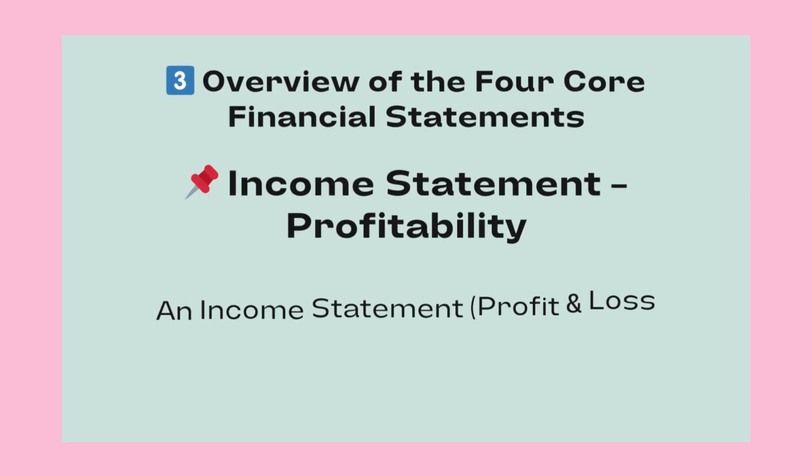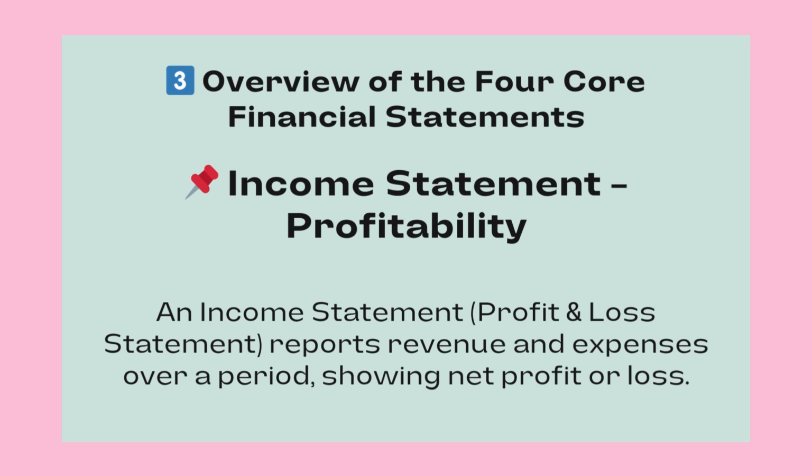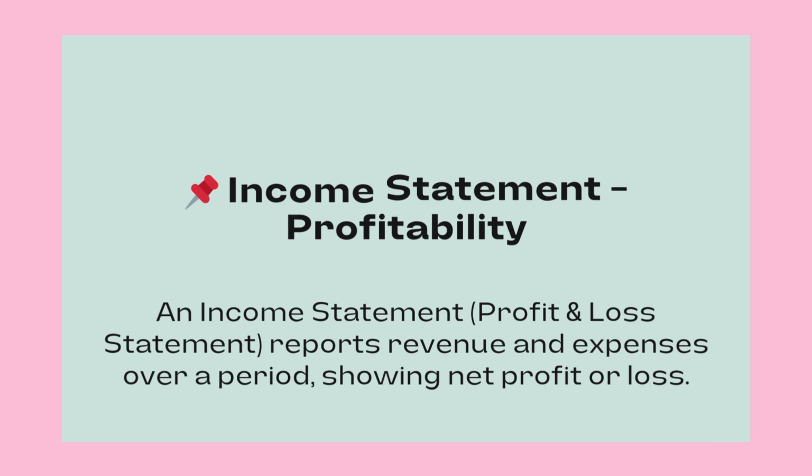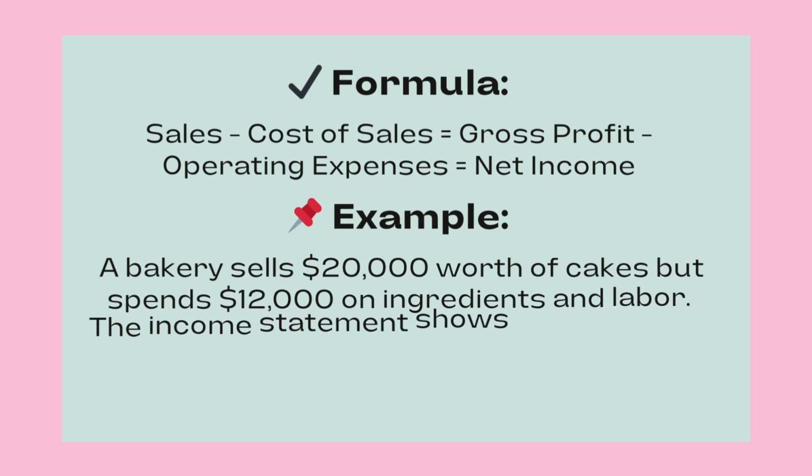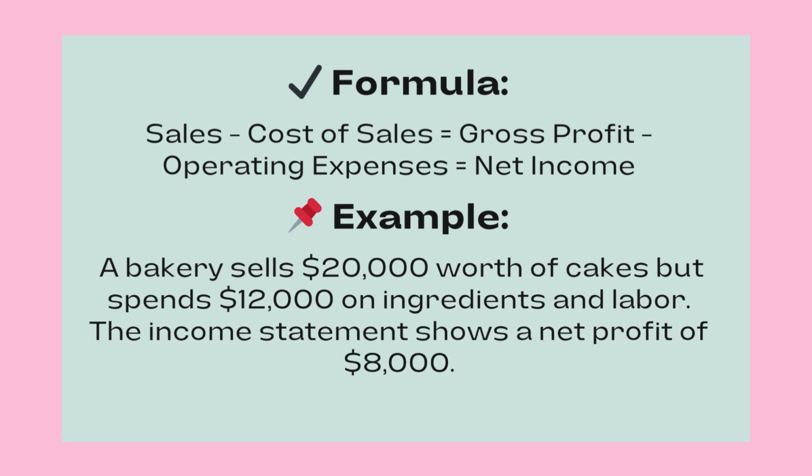Income statement, profitability. An income statement, or profit and loss statement, reports revenue and expenses over a period, showing net profit or loss. Formula: sales less cost of sales equals gross profit, less operating expenses equals net income. Example: a bakery sells $20,000 worth of cakes, but spends $12,000 on ingredients and labor. The income statement shows a net profit of $8,000.